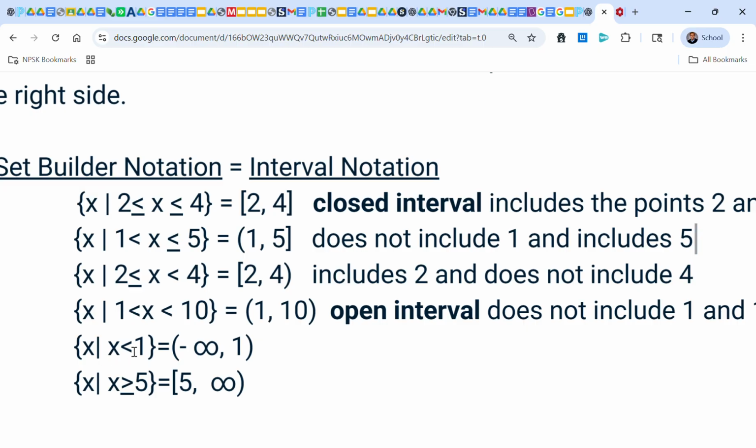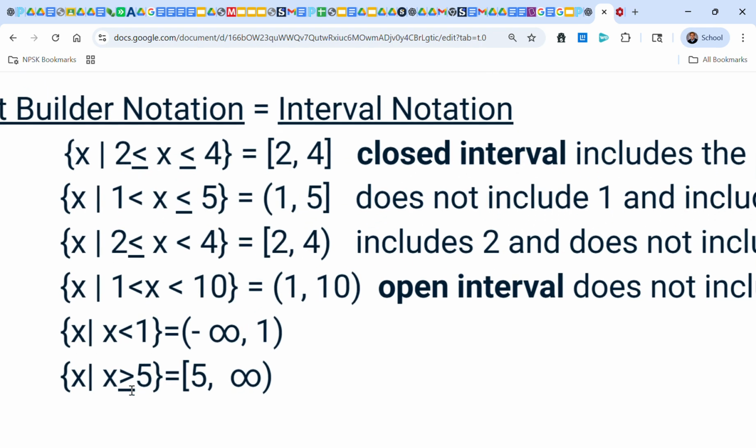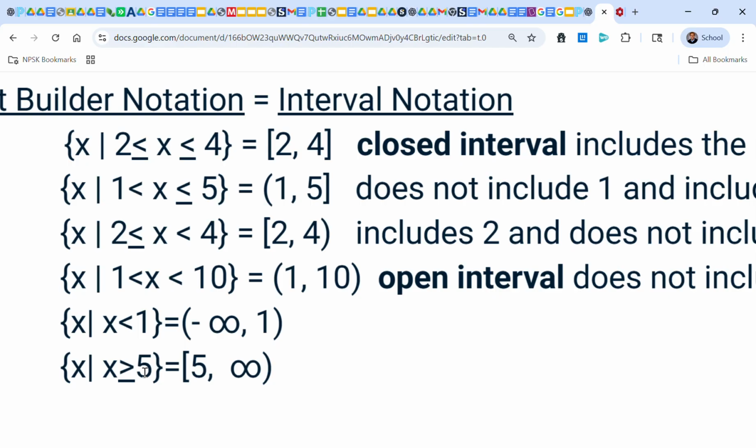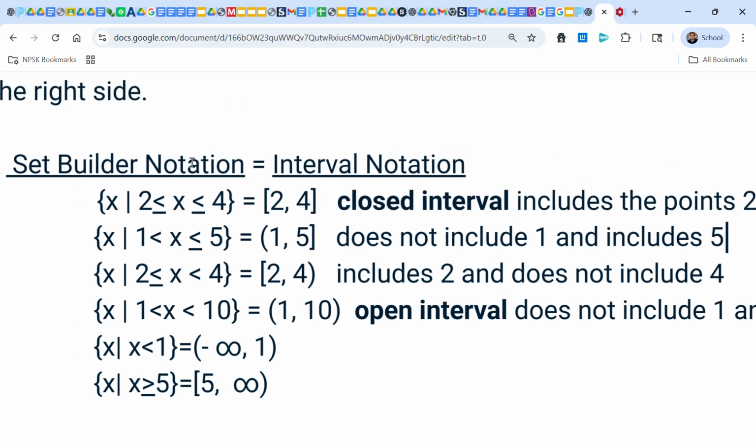x such that x is less than 1 includes all real numbers less than 1. That goes from negative infinity. It's open at negative infinity. It's not closed. We don't want to include negative infinity because negative infinity is not a real number. And it goes all the way to 1. So these sets would be equal. And this is the set of all real numbers such that x is greater than or equal to 5. So it's from 5, it includes 5, all the way up to infinity. So this is set builder notation over here, and this is interval notation over here.